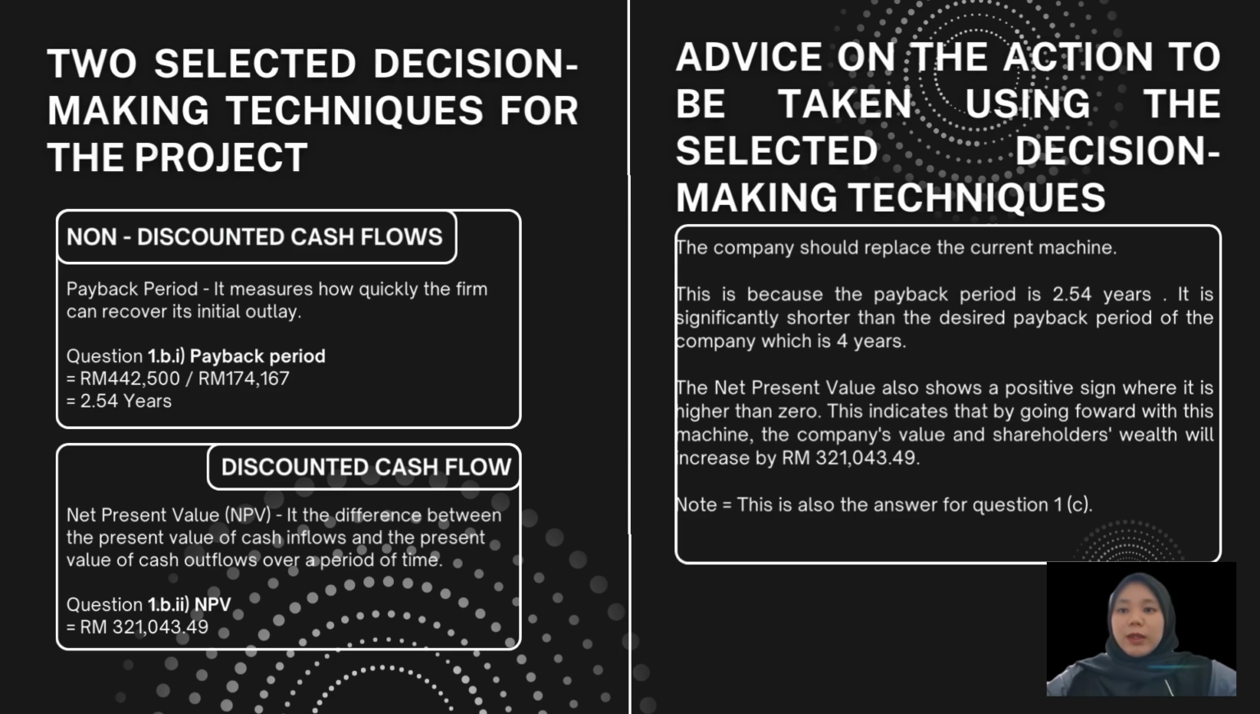Therefore, by using the two selected decision-making techniques, we advise that Sweet Candy Berhad should replace the existing machine because the payback period is less than 4 years, the firm's maximum desired payback period. Other than that, the net present value shows a positive sign, where it is higher than 0. This indicates that by replacing the old machine, the value of the company, and hence shareholder wealth, will increase by 321,043 ringgit and 49 cents.